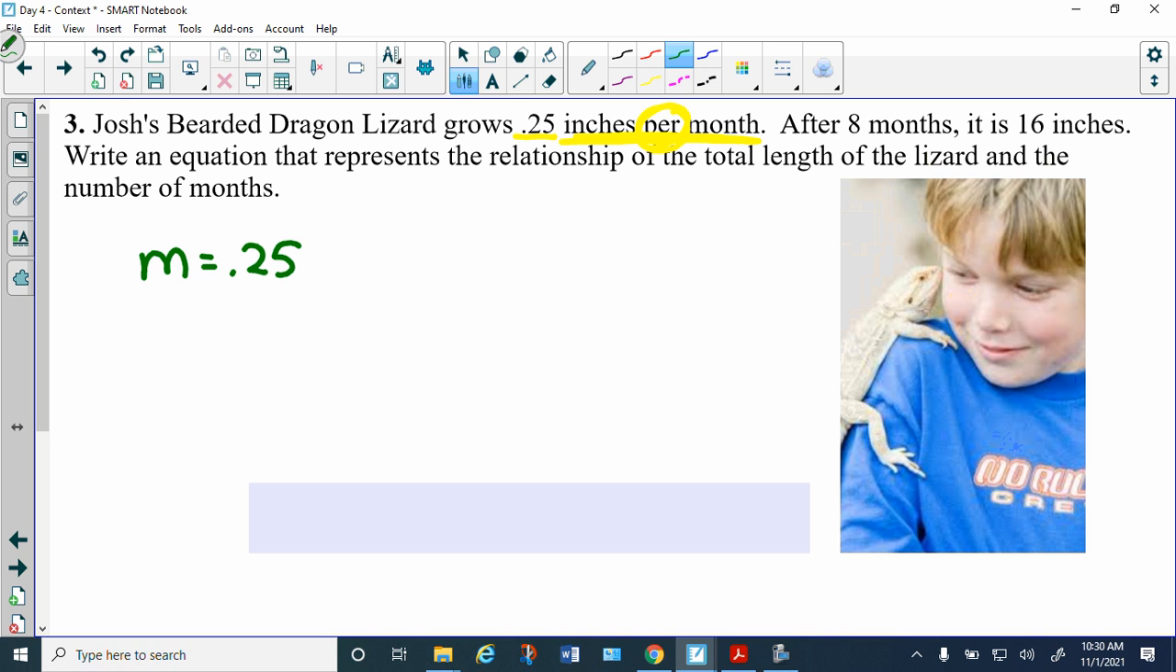That means we don't have to make a table. We don't have to find the slope on our own. And then here it's interesting. After 8 months, it's 16 inches long. This is interesting information. And so I realized, oh, when they're giving me 2 numbers that are connected, it's a coordinate point. All right, so they're giving me a point. They're saying at 8 months, it's 16 inches long. So I'm like, okay, I'll take that. Thank you. I've got my slope. I've got my point. And now I'm going to go ahead and put it together.